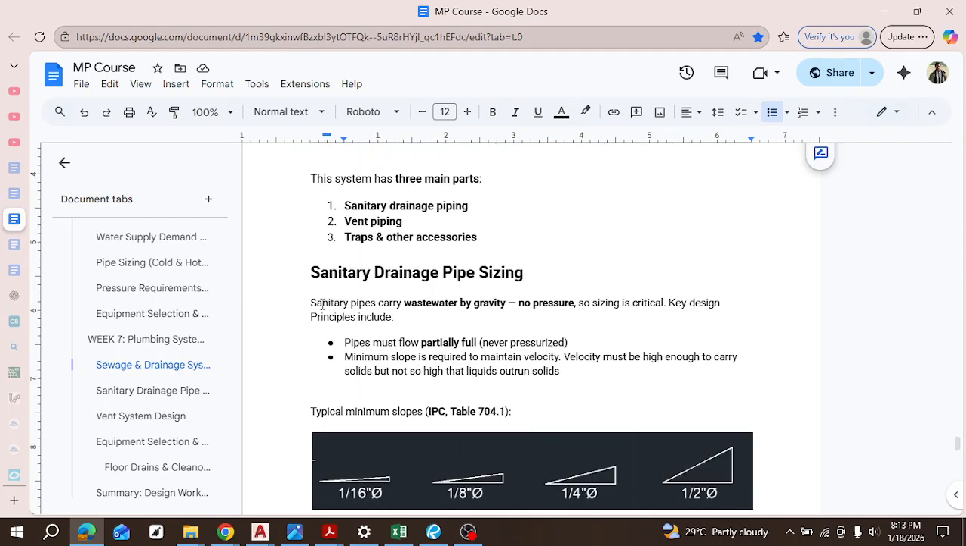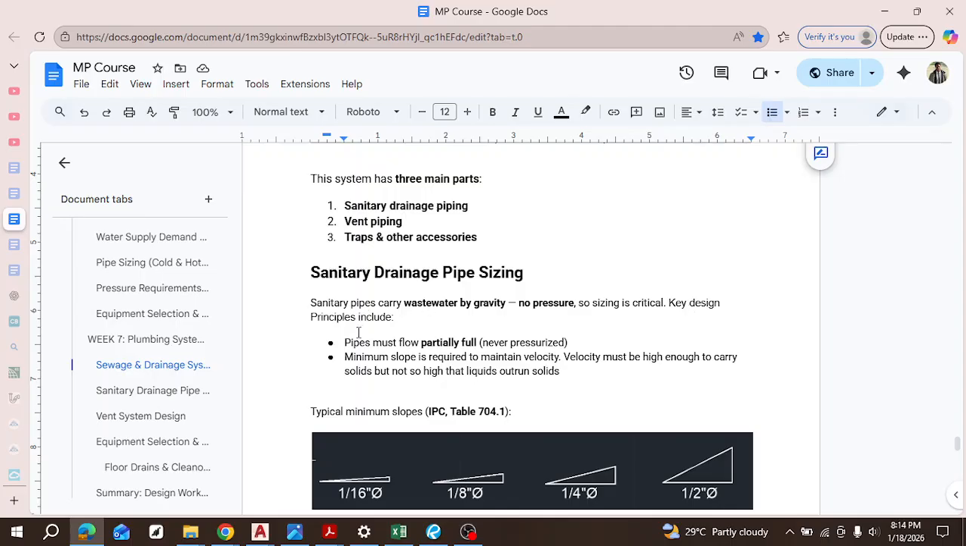So sanitary pipes carry wastewater by gravity, no pressure, unlike the supply hot and cold water that are coming in. Those pipes are usually full and flowing under velocity and pressure. But for sanitary, it doesn't usually flow under pressure. So let's just go on. Sizing is critical, because if it's not sized properly, there could be blockages, or there could be slowing down or stagnation.